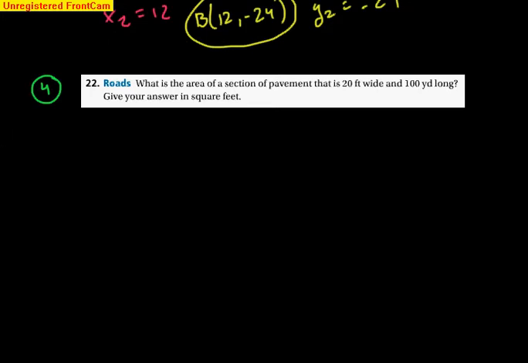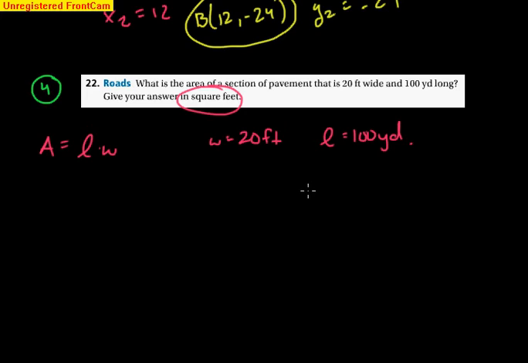It says, what is the area of a section of pavement that is 20 feet wide and 100 yards long? Give your answer in square feet. I hope you see these words square feet. This is area. It's a rectangle because it's wide and long, length and width. So it's length times width. But I hope you notice that the one is 20 feet. That's the width. And the length is 100 yards. You can't mix different units. We need this final answer to be in square feet.